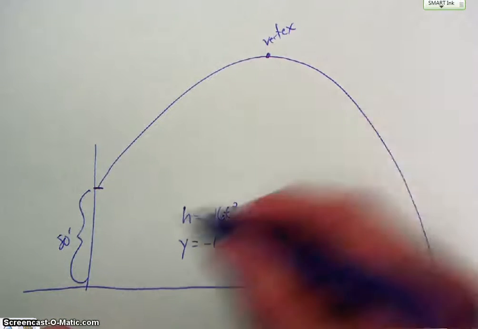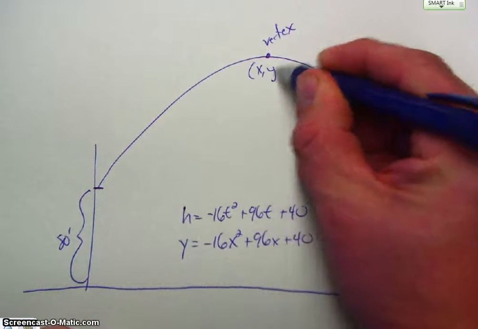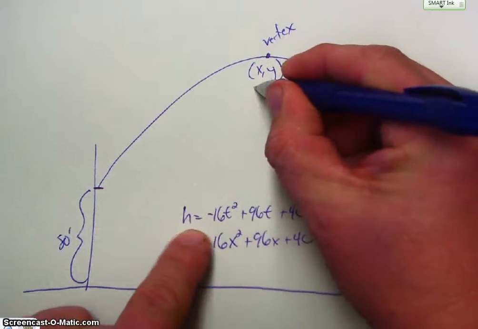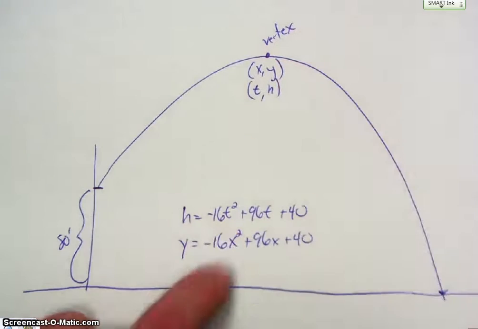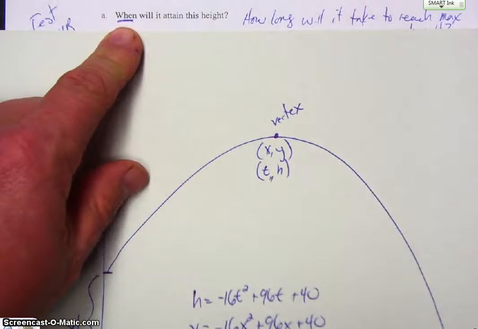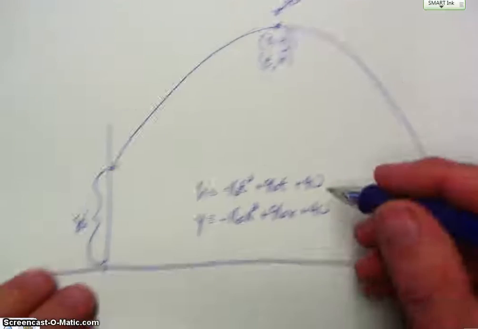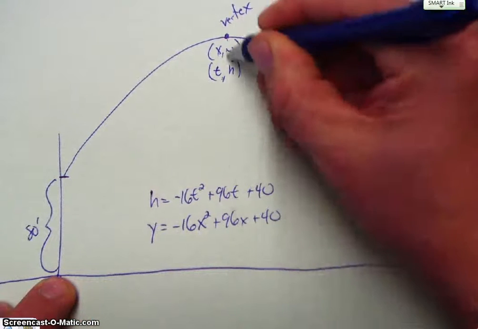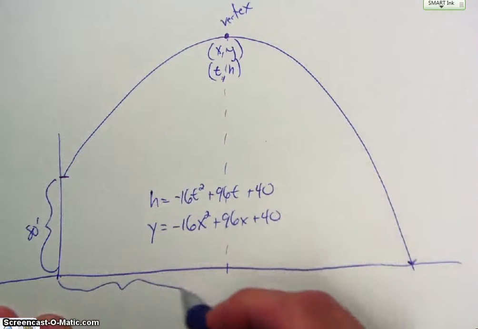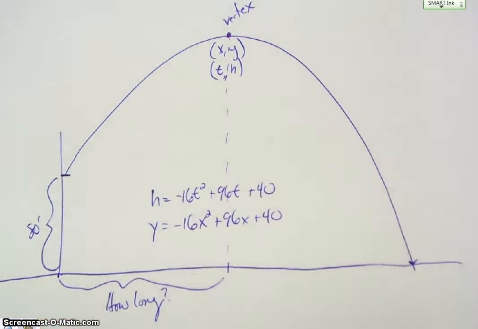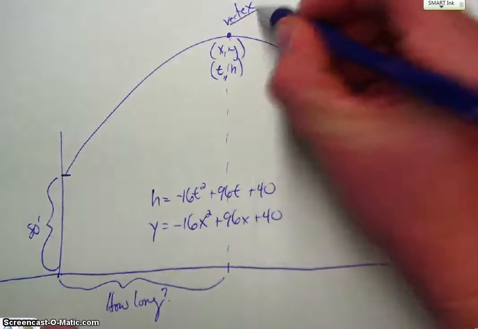Now, this right here is in terms of x, y, but if I write it back in terms of the variables that they use, it will be t and h. All right. So we want to know when. So that means we want to know what t is or what x is. You know, how many seconds does it take to get from here to here? In other words, they're asking how long will it take from when it's launched, from here to here? How long? All right. So we're finding the vertex. So we have to find the vertex.